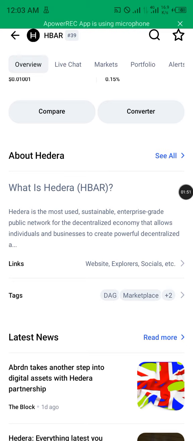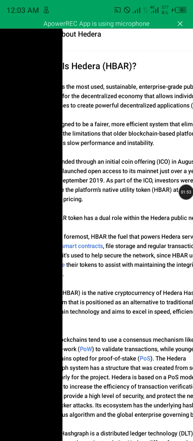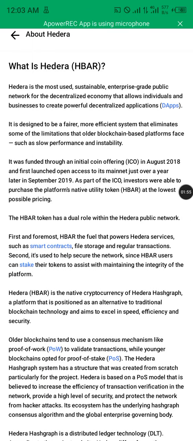Now, the first one is to know what this project is all about, which is now HBAR. What is HBAR exactly? You want to know everything, coming to CoinMarketCap and looking at the detailed info about what it entails, what their utility is, and what problem they are trying to solve.